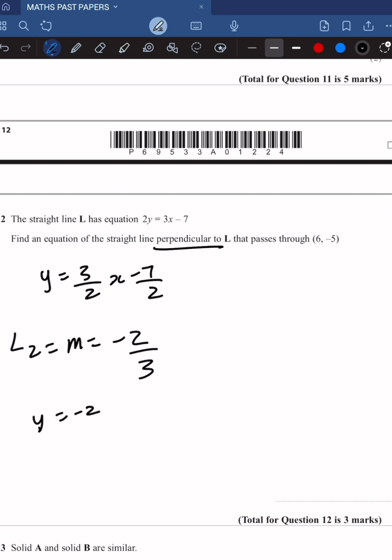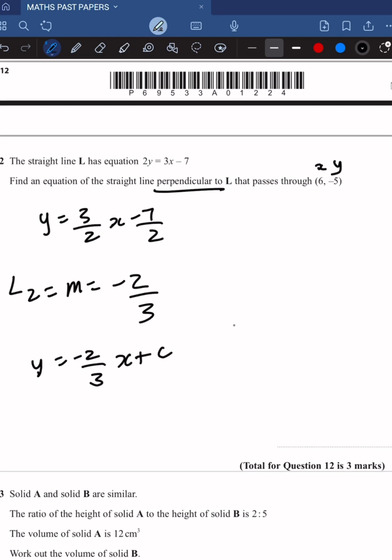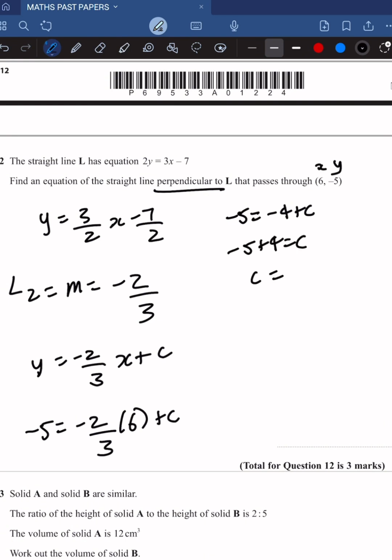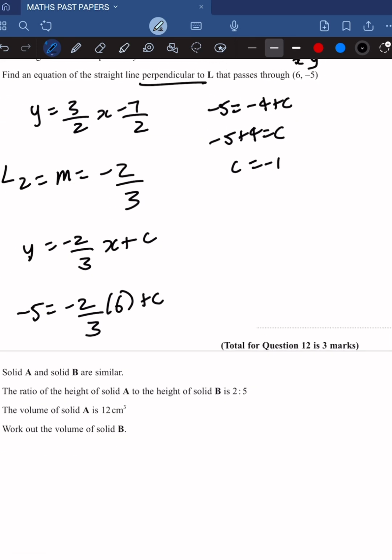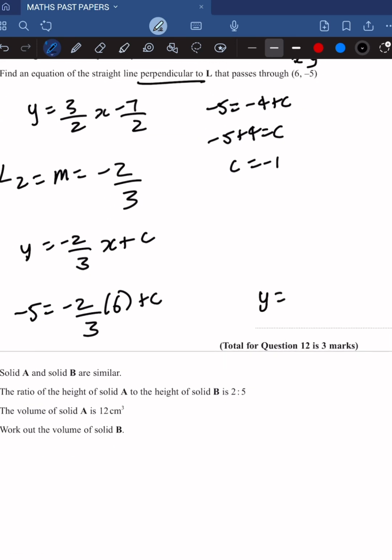y equals minus 2 over 3 x plus c. Sub the values in: minus 5 equals minus 2 over 3 times 6 plus c. Right, now minus 5 equals minus 4 plus c. Minus 5 plus 4 equals c, so c equals minus 1. So my storage was full, but now I've got that sorted out, so let's get back to it. So y equals minus 2 over 3 x minus 1.